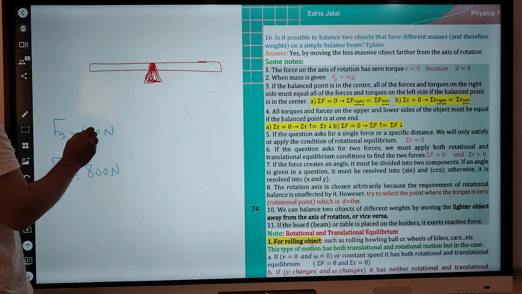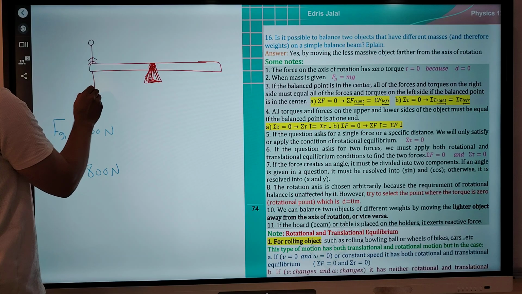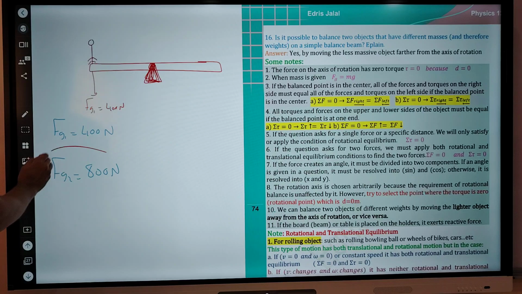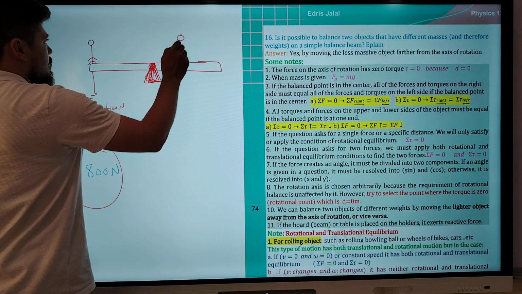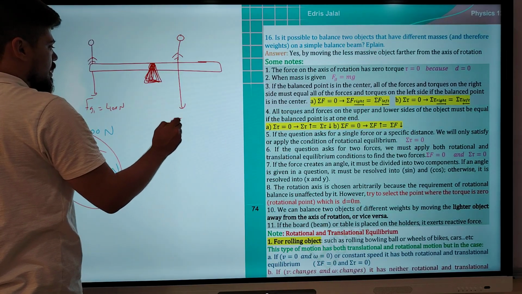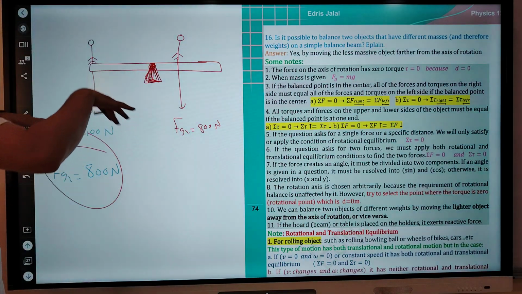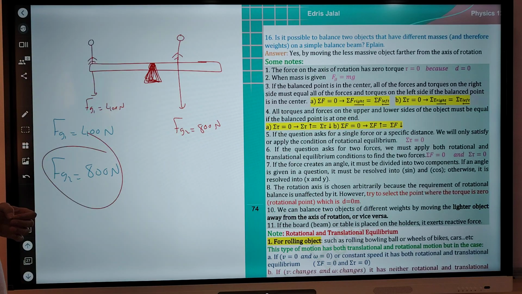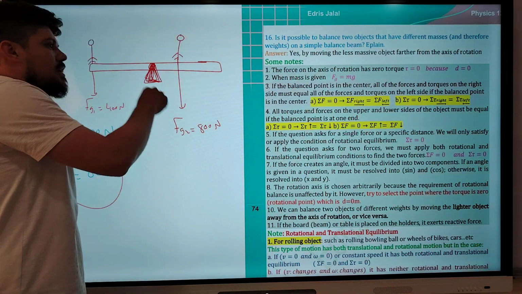The child with the 400 Newton should be placed here, okay? This is FG1 with the 400 Newton. The second one, because this child is heavier, because it has more weight, you have to place this child here. Okay, FG2 is equal to 800 Newton. So in that case, the seesaw becomes balanced and there is no rotation, there is no net force. In that case, the seesaw can be in complete equilibrium.